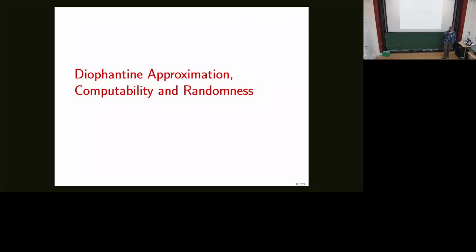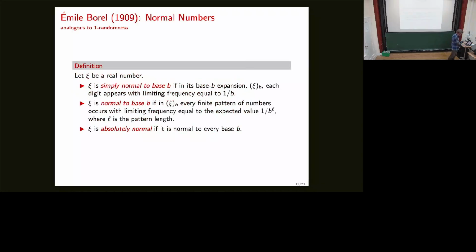Now I want to do this. I want to look at the same sorts of questions in the realm of Diophantine approximation. So let's see what I mean by that. We're going to talk about what I think of as being an analog of Martin-Löf randomness, or measure theoretically based randomness, this notion of normal.